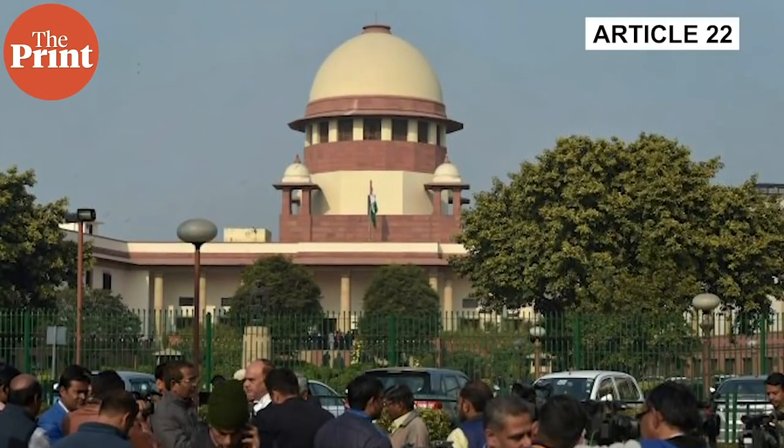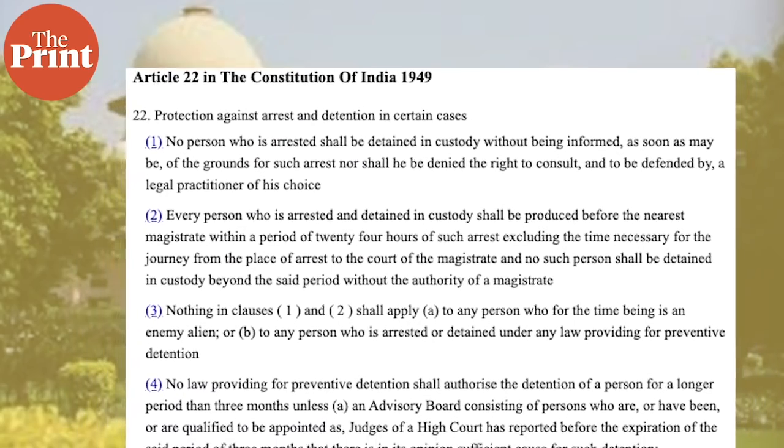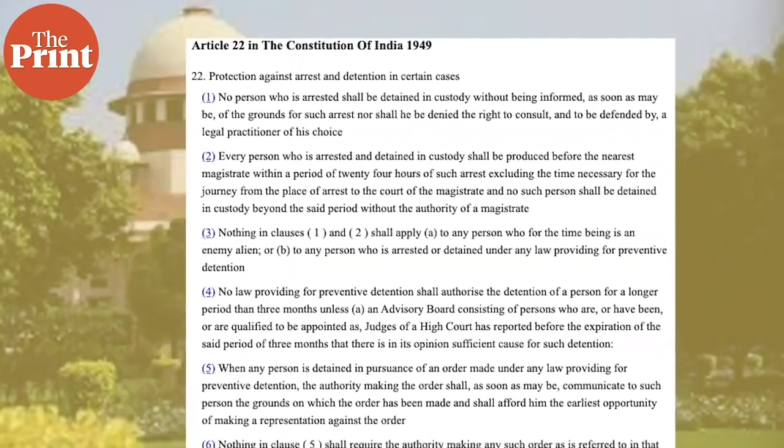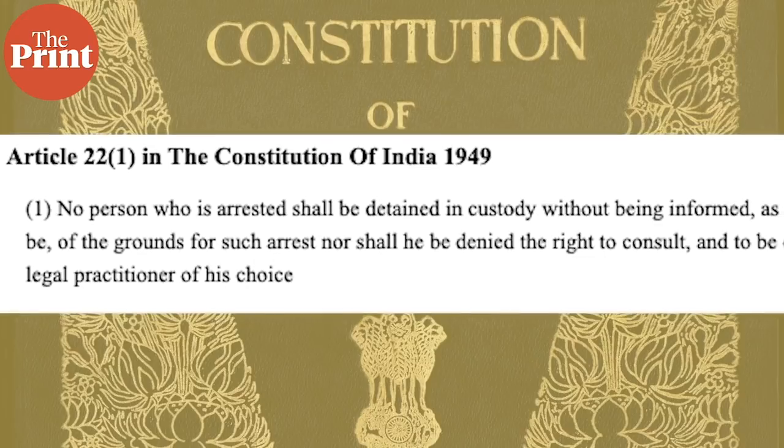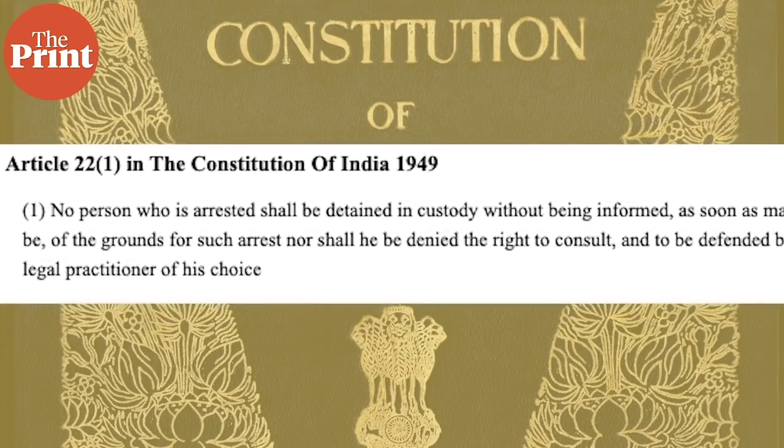Essentially, the court has referred to Article 22, which provides for protection against arrest and detention in certain cases. The provision has 7 clauses listing down several protections and rights of those arrested, and also talks about preventive detention. But it is the first clause of Article 22 that the court has cited while granting relief to Khalid. This clause essentially lists down 2 things. Firstly, it says that every person who is arrested should be informed about the grounds of their arrest as soon as possible. Secondly, it also says that no arrested person should be denied the right to consult and be defended by a lawyer of his choice.